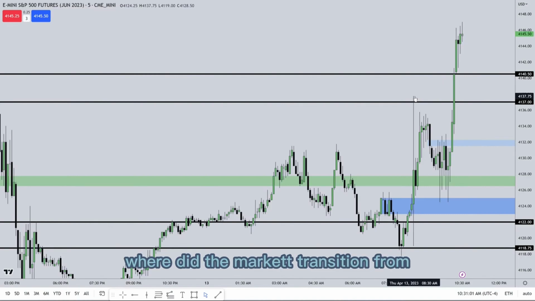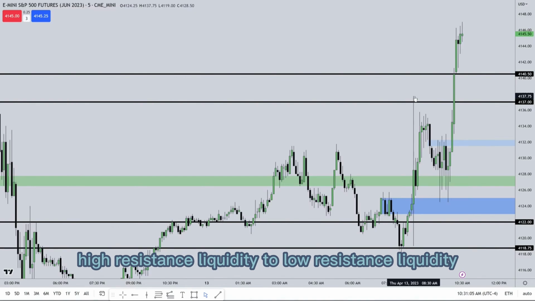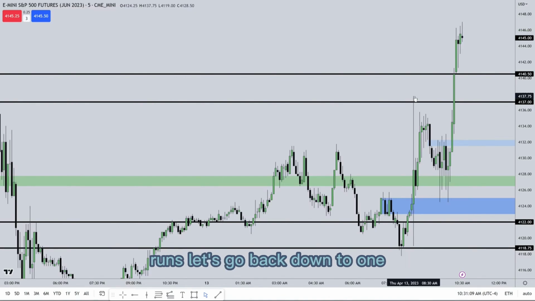Where did the market transition from high resistance liquidity to low resistance liquidity runs? Let's go back down to 1.